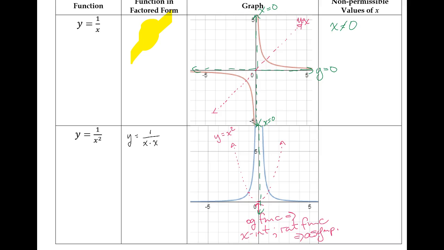So if we were to list our non-permissible values here, we would say x cannot be 0 again. And again, that comes down to it being the x-intercept of our original function. It would be where our denominator equals 0.